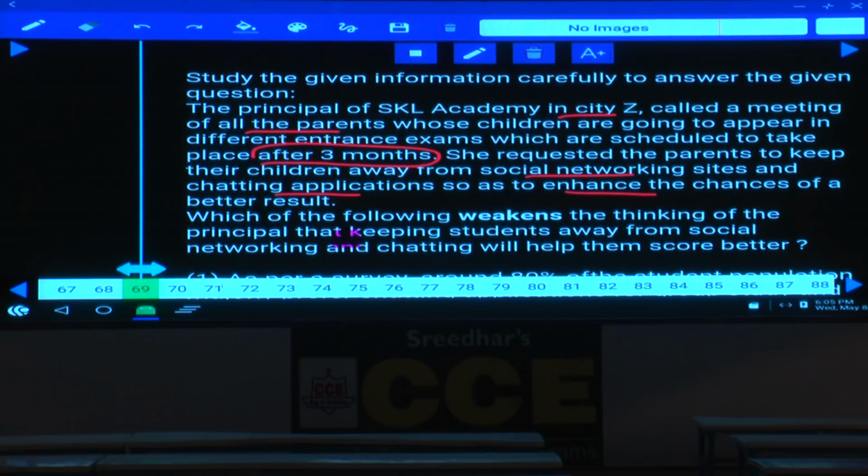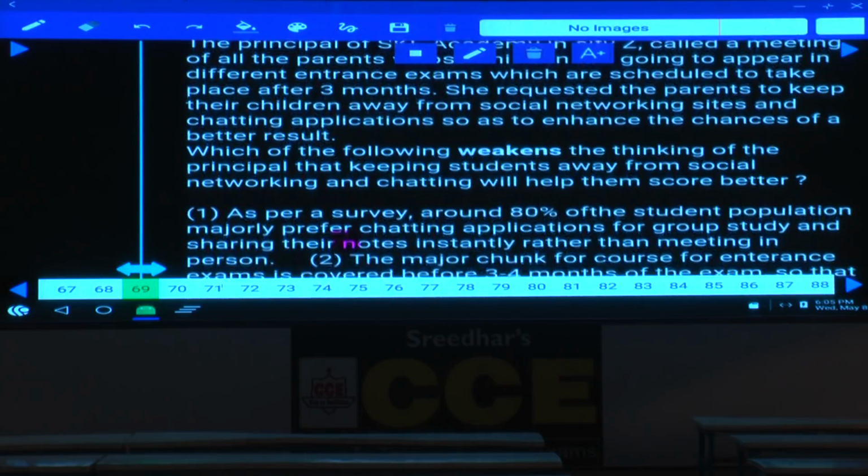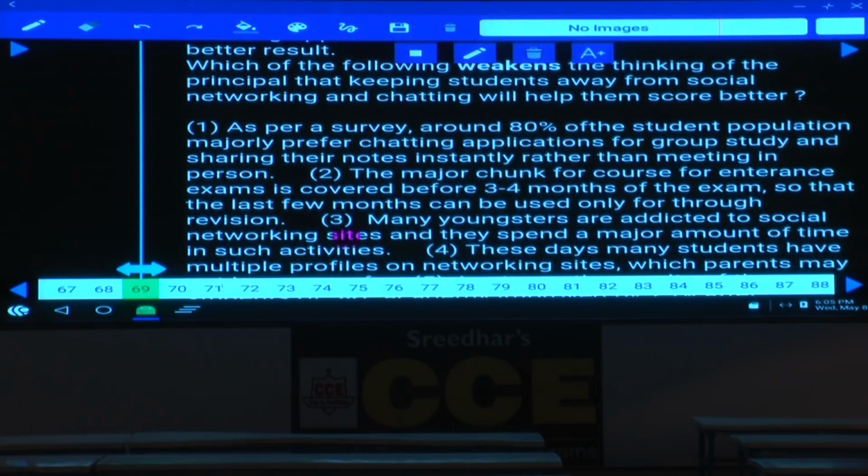In order to get a good result in those entrance examinations, please keep your children away from all these mobiles, that means social networking sites and chatting applications. And by doing so, your children can definitely score good ranks in the entrance examination. Then which of the following weakens the thinking of the principal? Weakening the principal's thinking means it must be contradicting. That means using these phones does no harm, and in fact it is going to help the rank. Contradicting means it will support the rank also.